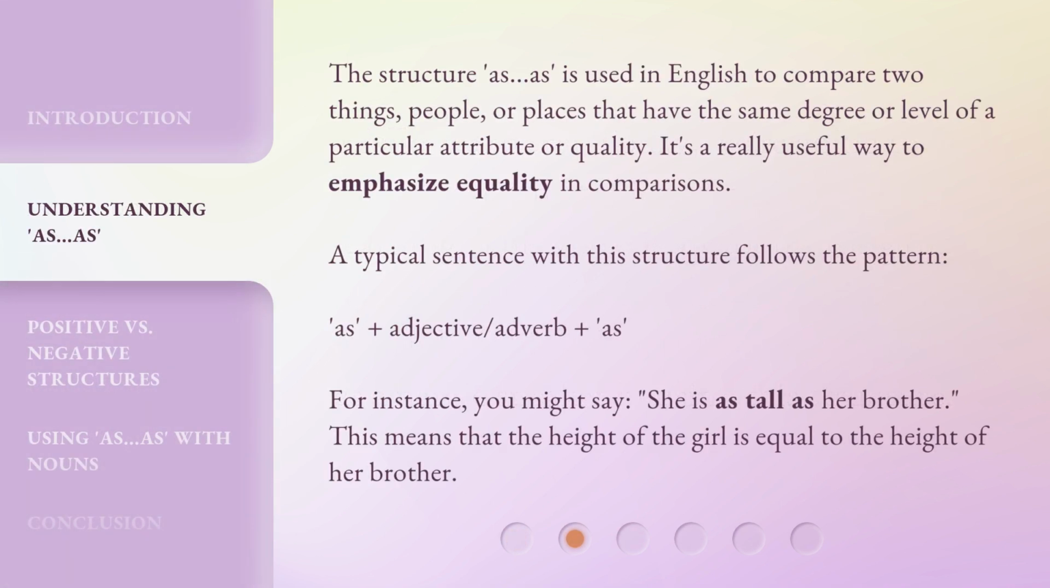The structure "as...as" is used in English to compare two things, people, or places that have the same degree or level of a particular attribute or quality. It's a really useful way to emphasize equality in comparisons. A typical sentence with this structure follows the pattern: as plus adjective or adverb plus as. For instance, you might say, she is as tall as her brother. This means that the height of the girl is equal to the height of her brother.